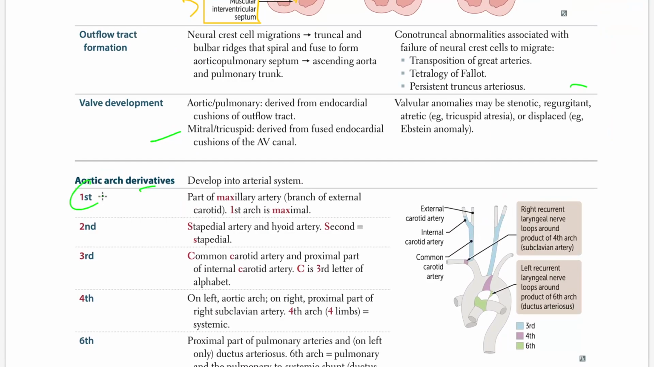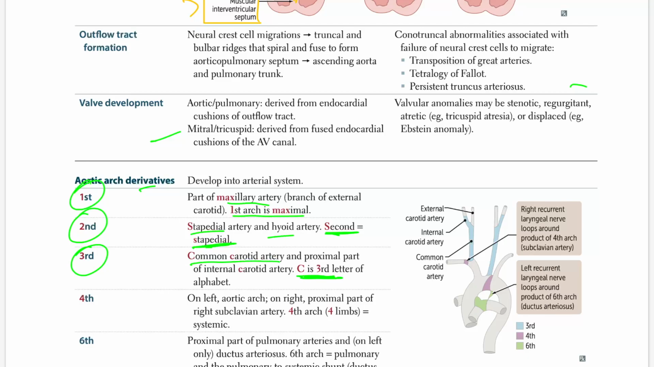Aortic arch derivatives. The first arch is maximal. Maximal is the maxillary artery, part of the maxillary artery, right? Second is the stapedial. S for second, S for stapedial. If you can remember that, great. Third is C, C is the third letter, so common carotid artery.